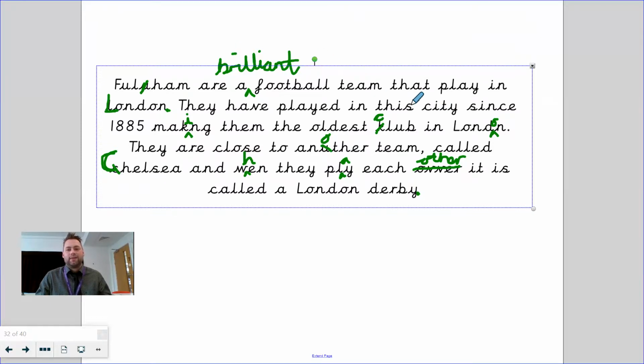They have played in this, okay, what kind of city is it? In this, it's an old city. Let's put ancient. May not be the correct word choice, but we can come back to that. Since 18... the oldest club in London. They are close to another team called Chelsea. And when they play each other, it is called a London derby. So there you can see I haven't jazzed up all my words. I've just maybe done one or two. So that's how you would edit in your work.